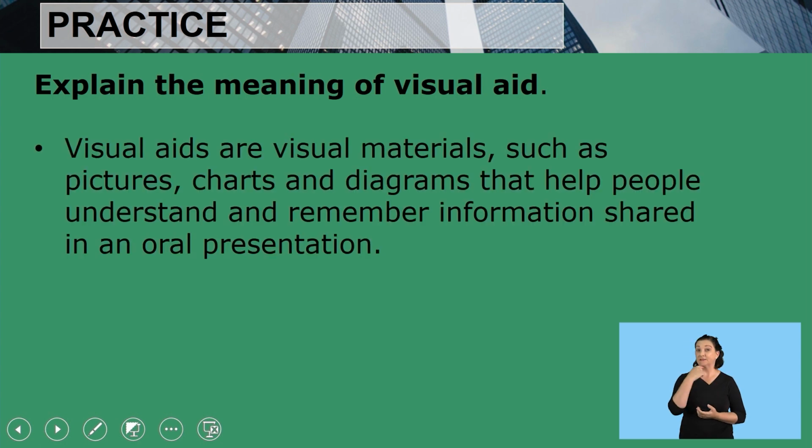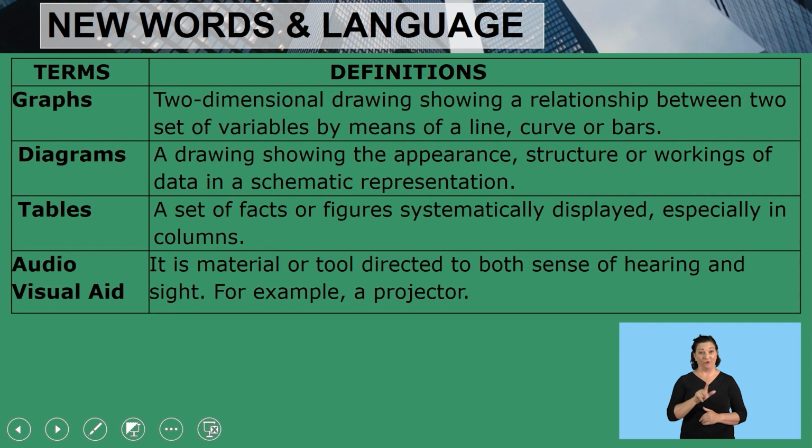All right, it says here, visual aids are visual material. Don't forget, visual aid has to do with what you can see with your eyes. So visual aids are visual materials such as pictures, charts, and diagrams that help people understand and remember information shared in an oral presentation. Oral, we can hear the person when they are speaking. Verbal presentation, don't forget that.